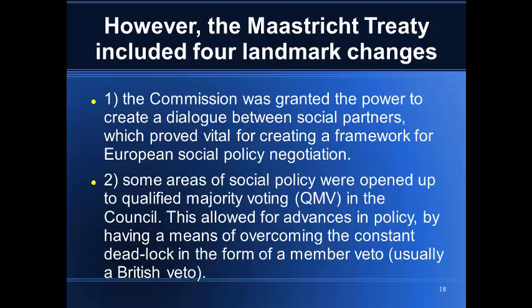The Commission was granted the power to create a dialogue between social partners, which proved vital for creating a framework for European social policy negotiation. Some areas of social policy were opened up to qualified majority voting in the Council. This allowed for advances in policy by having a means of overcoming the constant deadlock in the form of a member veto. Usually it has to be said a British veto.